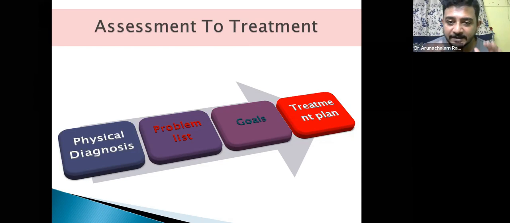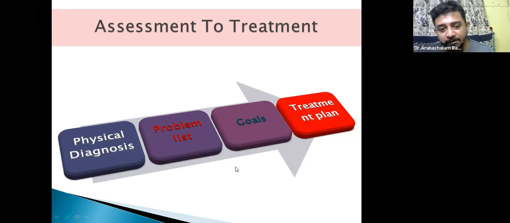And if I set that as a goal, I should attest them in the treatment. So what I'm trying to say is, you should have a flow of information from the problem list to the goals to the treatment. Now the physical diagnosis, problem list, goals and treatment should be in a sequence.